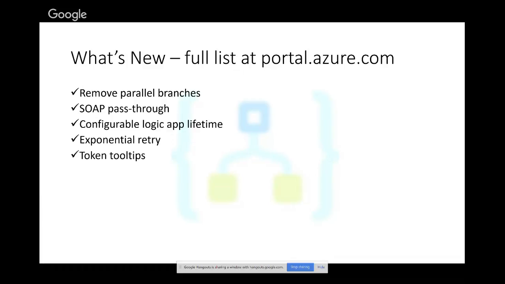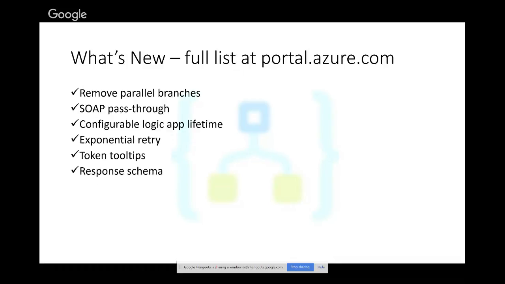Token tooltips. Oh, you're welcome. Have you ever had that instance where you're looking at your definition and you see tokens that all have the same name and you don't know what it is? Either which action is it representing, because sometimes you can have similarly named actions, or you have complex expressions. Now with token tooltips, you hover over that token and we'll show you the full expression that you have for that token. Really nice little nugget there.